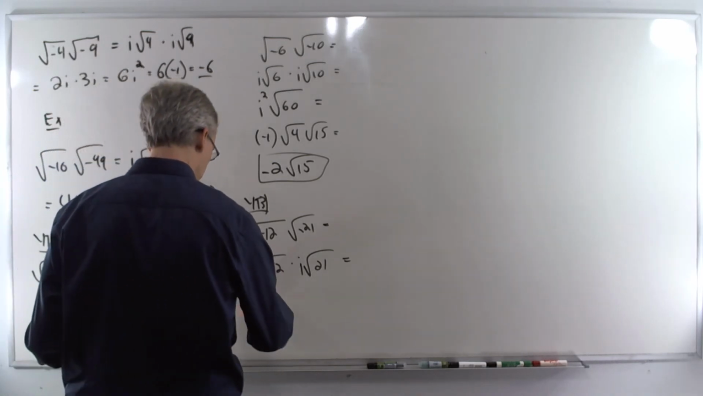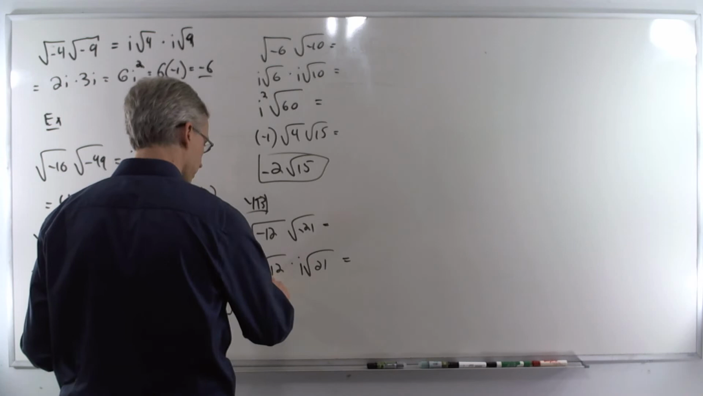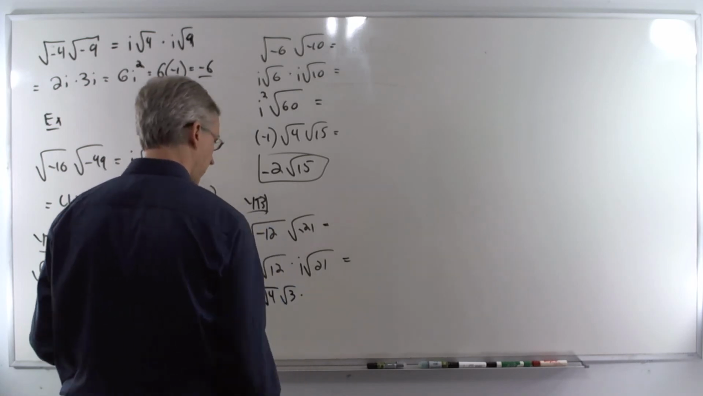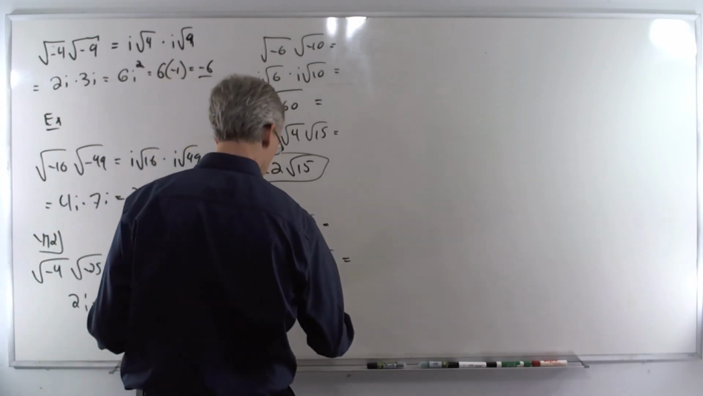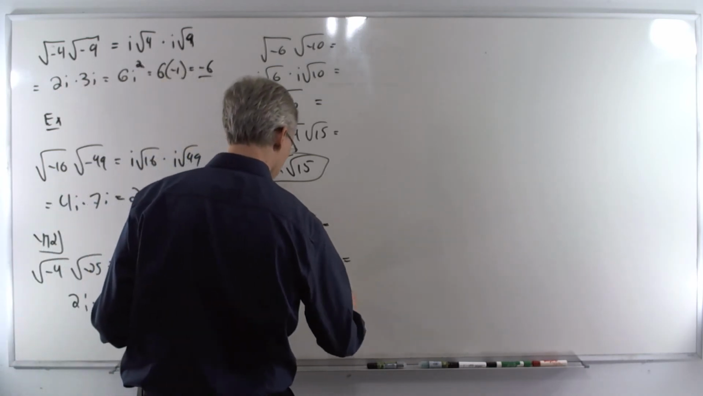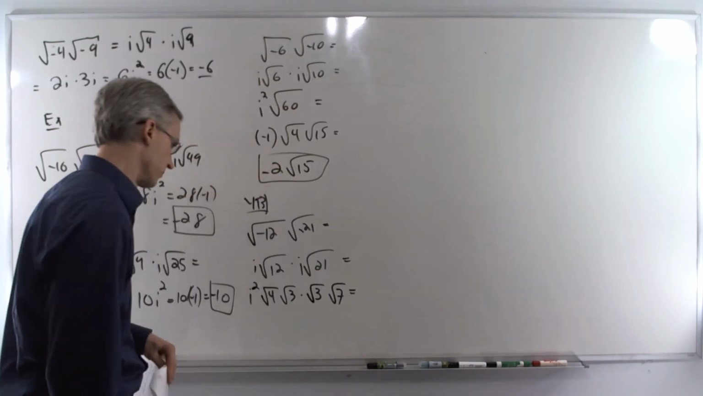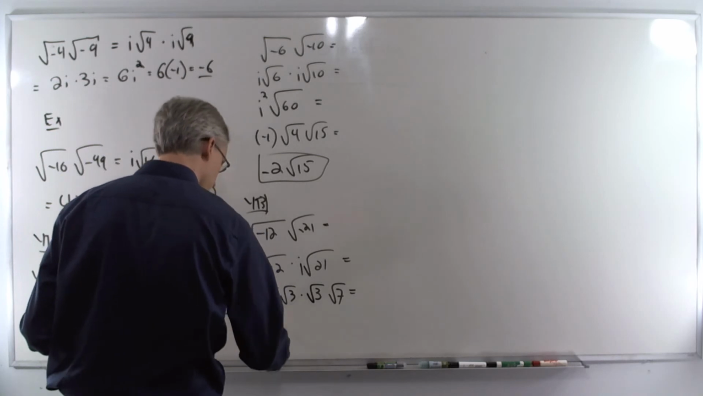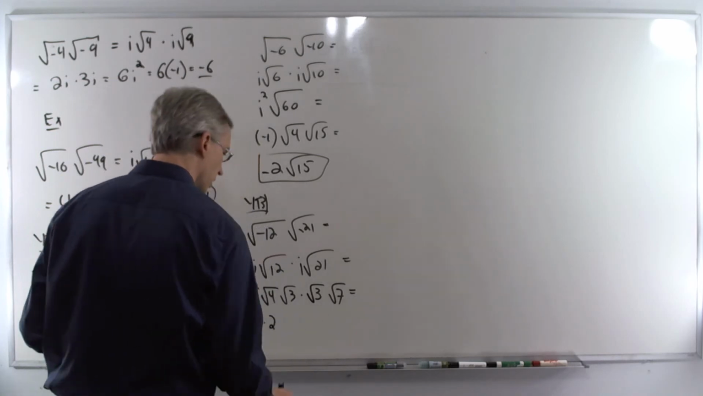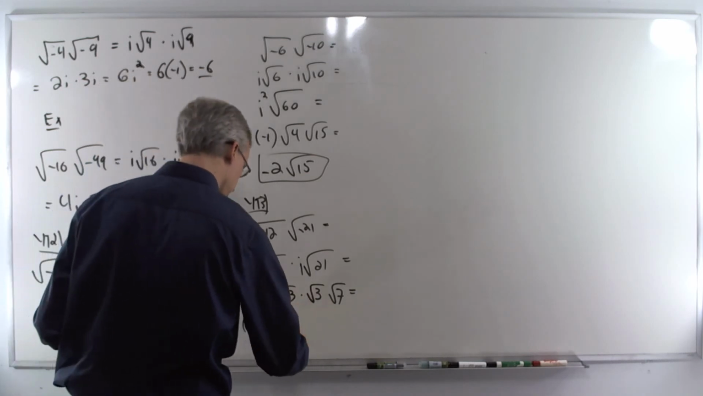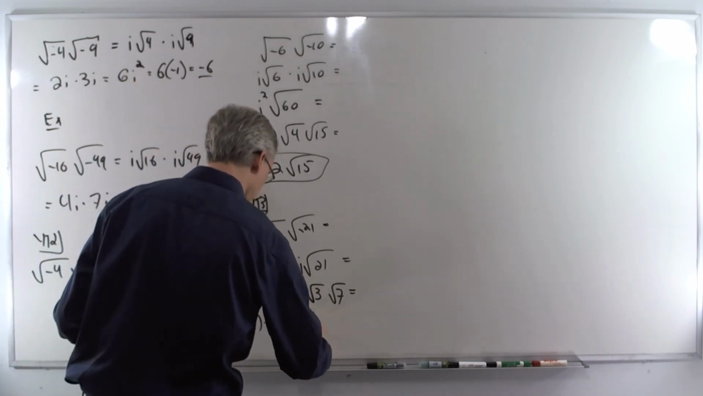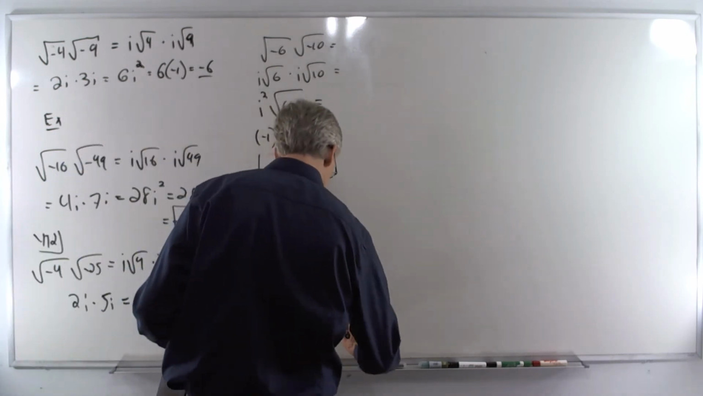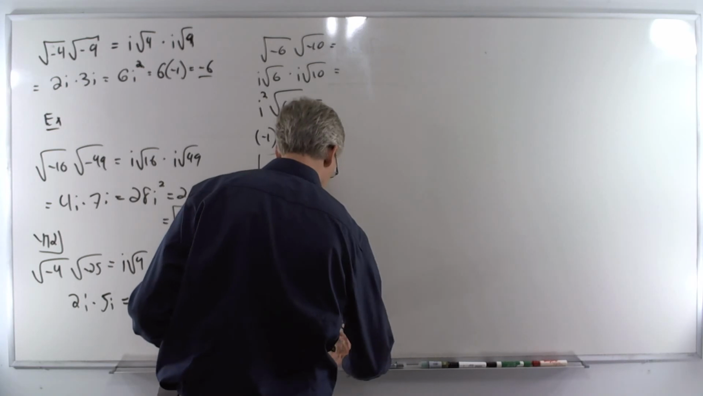Now I've got I times I, which is I squared. And we'll break this up into the square root of 4 times the square root of 3. And this we can break up into the square root of 3 times the square root of 7. All right, I squared, that's negative 1. Square root of 4 is 2. Square root of 3 times the square root of 3 is 3. And the square root of 7 remains. Multiply all this out, we get negative 6 times the square root of 7.